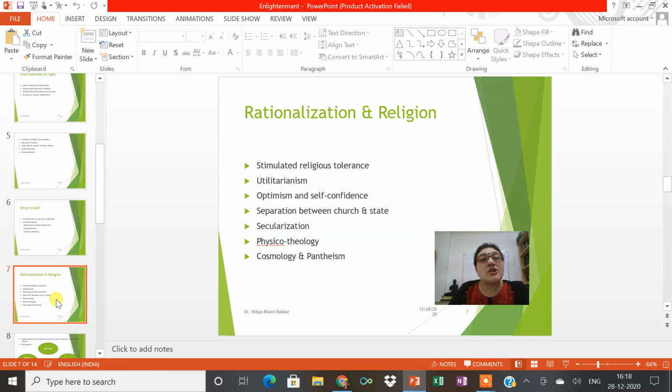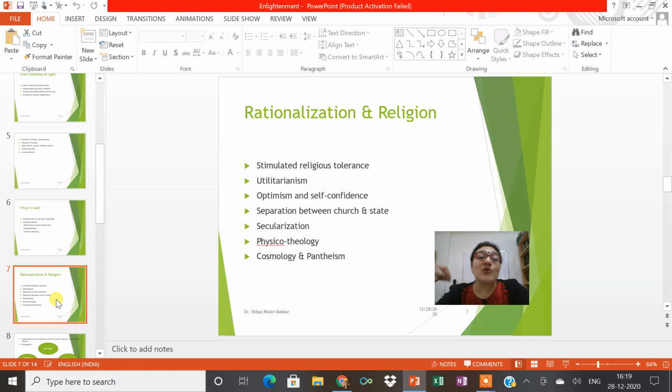And so, slowly and steadily, in the Dark Ages there was a kind of parallel between the church and the state. But now, in the Enlightenment phase, there's a separation between the church and the state. So you have secularism coming up. You have the application of methods of science, not just to philosophy but also to religion. So a very interesting concept called physiotheology grew up, where attempts were made by science to explain God's providence.